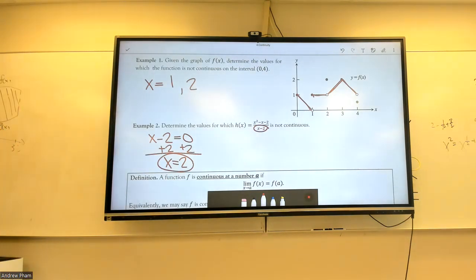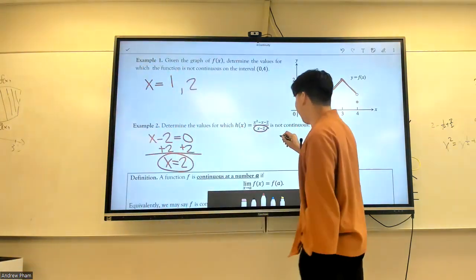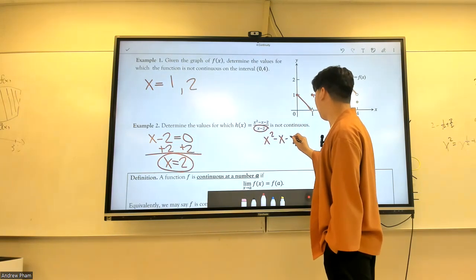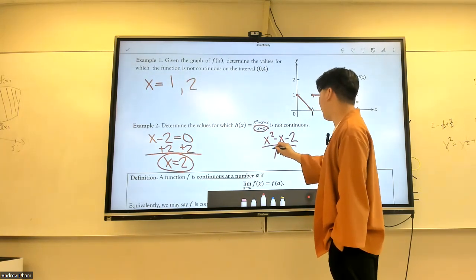There's something I'm leaving out about this. This is the final answer, but there's something else I want to mention about this example. So here I have h of x, which was, I'll rewrite it, x squared minus x minus 2 over x minus 2.